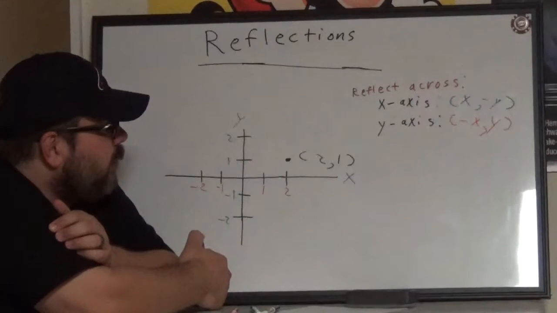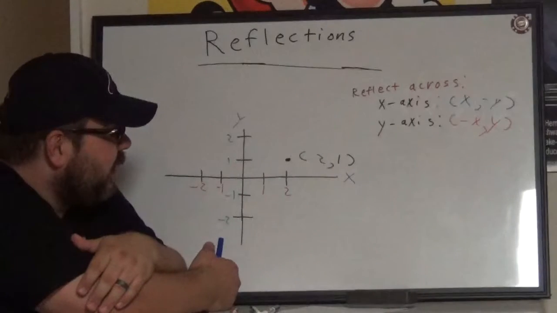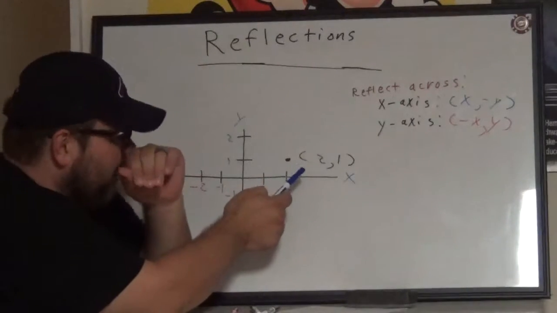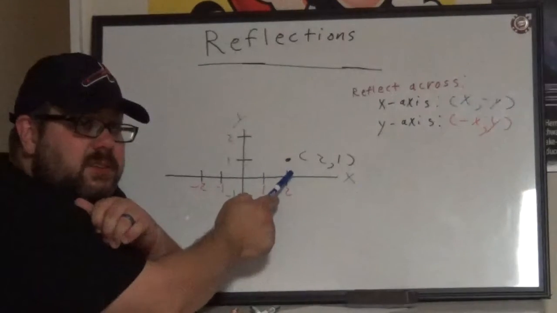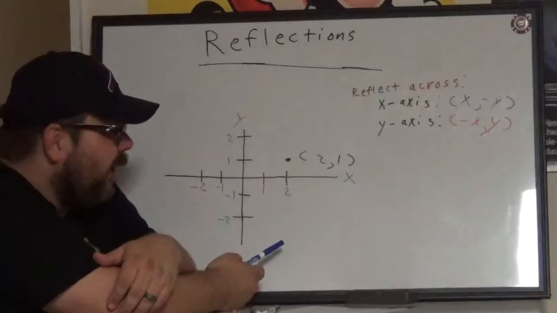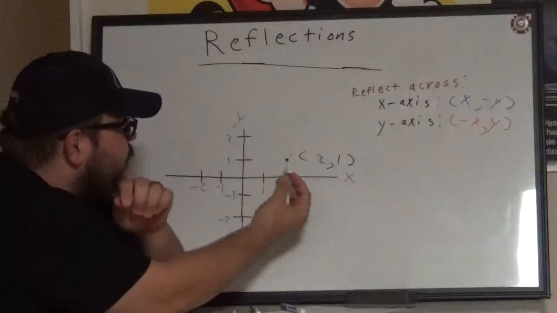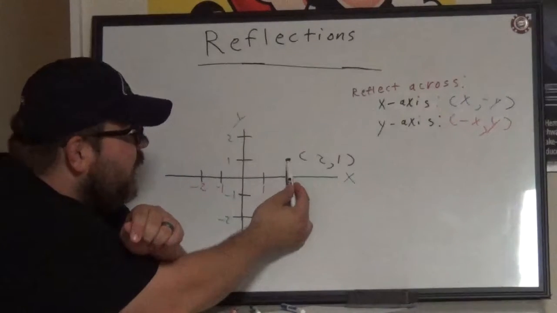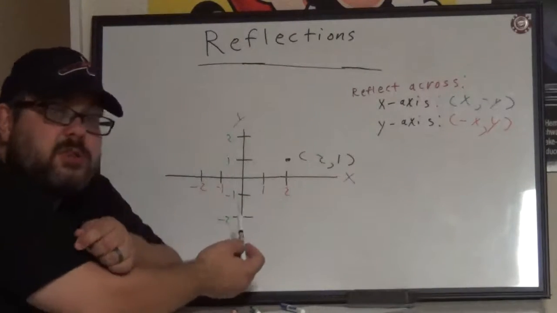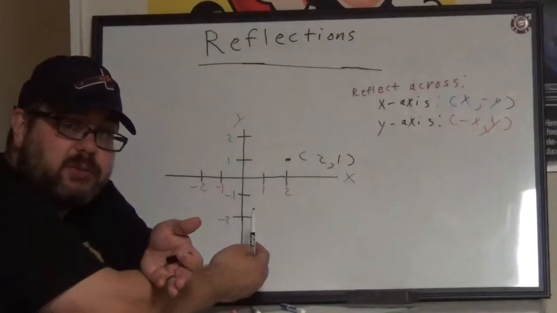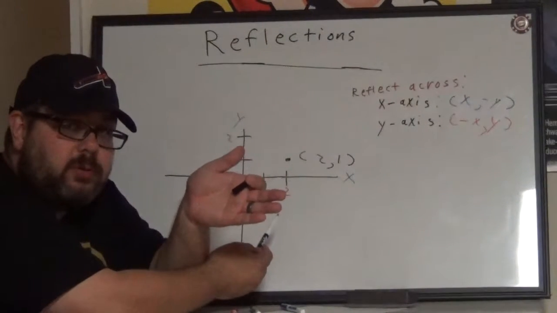So, we'll start with the x-axis. We're going to look at the x-axis and say, how far is this point from the x-axis? Well, it's on a graph, so we could count. And we can say it is 1 unit above the x-axis. So if we're reflecting, it's just what it sounds like. Instead of going up 1, we'll go down 1.